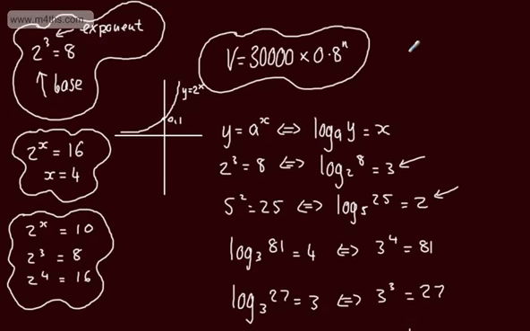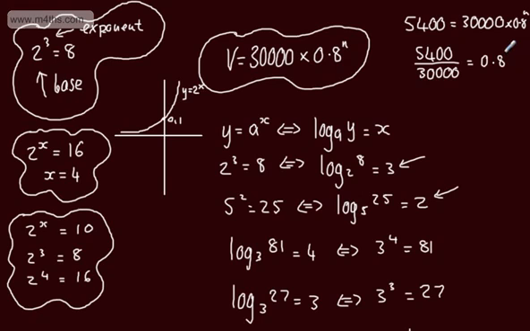Okay, let's go back to this one. Let's say now the value is £5,400, and that's going to be equal to 30,000 multiplied by 0.8 to the power of n. So what I want to do now is find the value of n. So what I'm going to do at this stage is divide both sides of the equation by 30,000. So what we're going to have is 5,400 over 30,000 will be equal to 0.8 to the power of n.